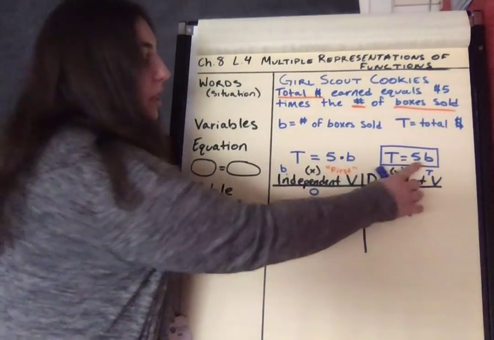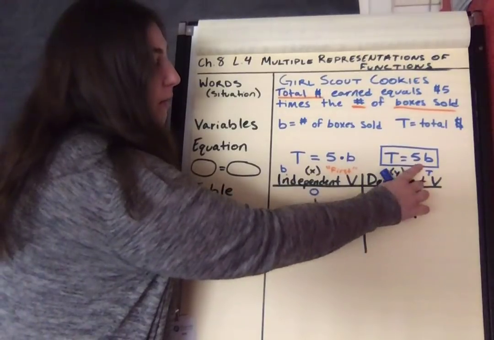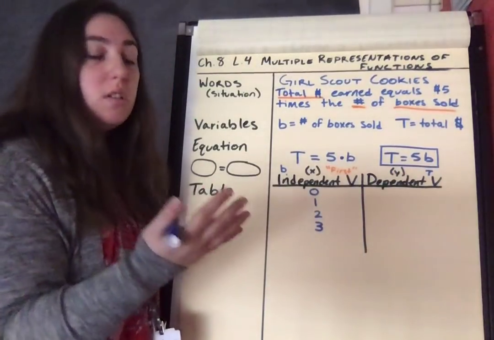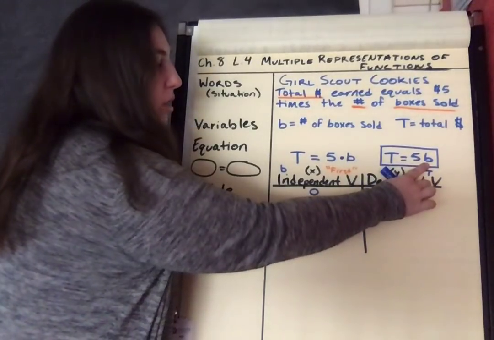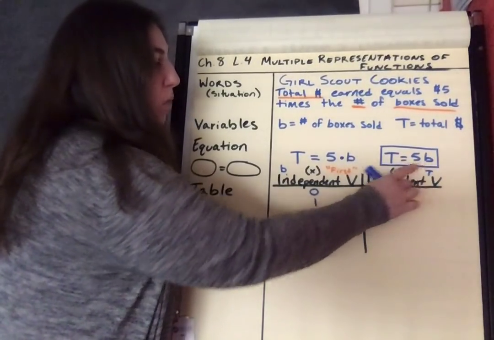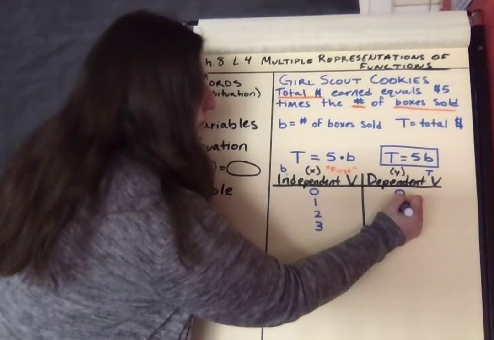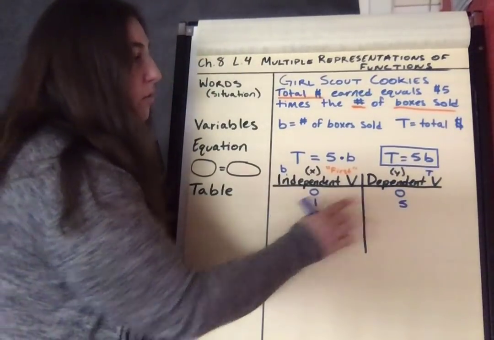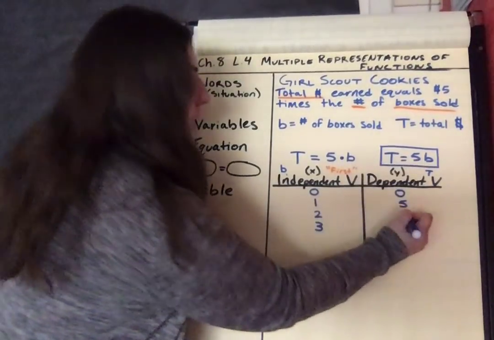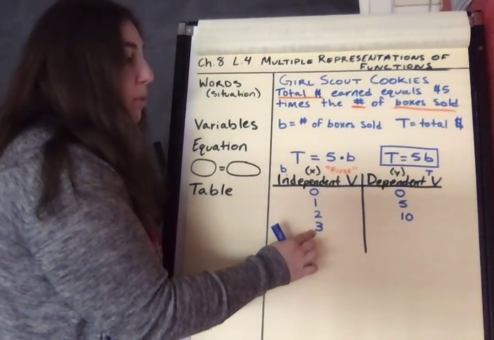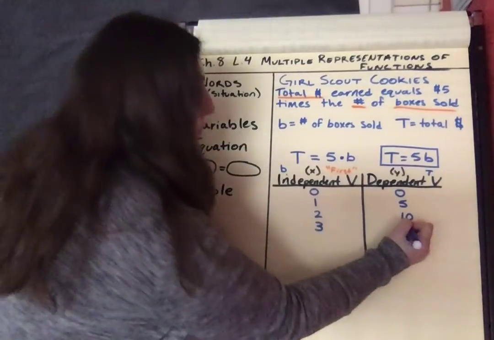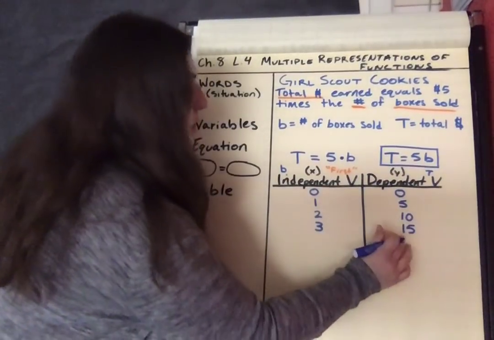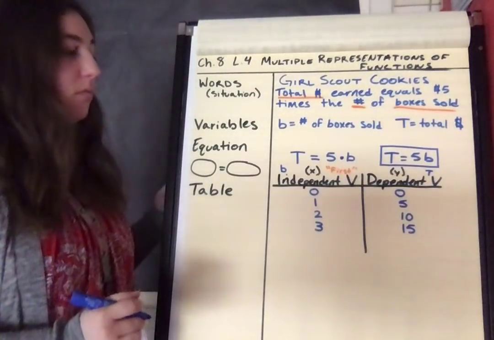So if I put in 0 for b, 5 times 0 is just 0. If I put in 1 in our equation for b, 5 times 1 is just 5. If I put in 2 for b, 5 times 2 is 10. And if I put in 3 for b, 5 times 3 is 15. So our total cost is 15.